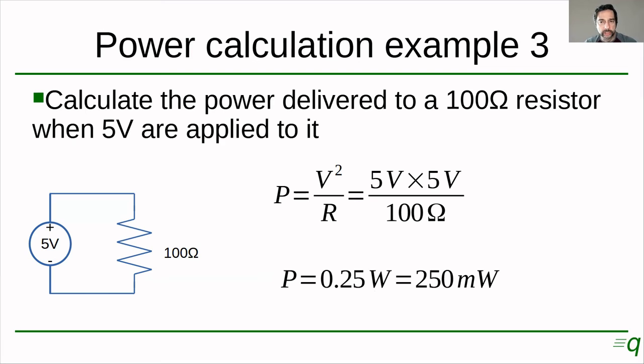We're going to get back to this example, so keep it in mind. 5 volts, 100 ohms, that's 250 milliwatts or 1/4 of a watt.